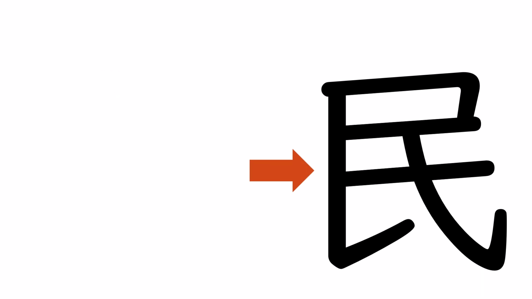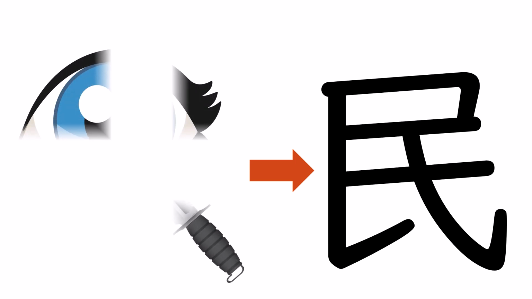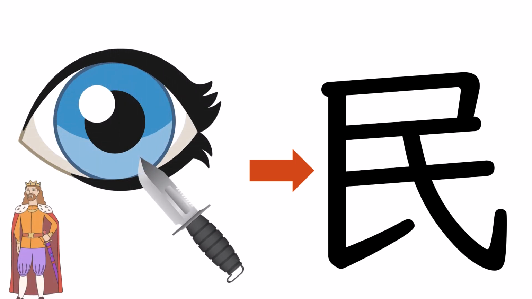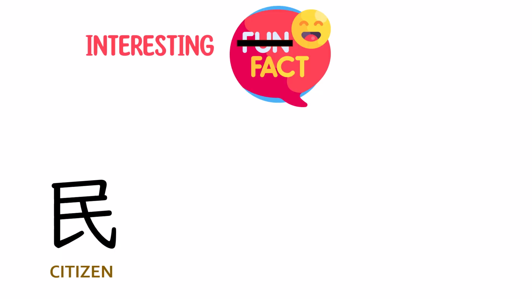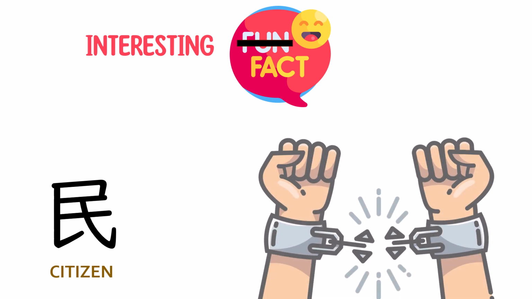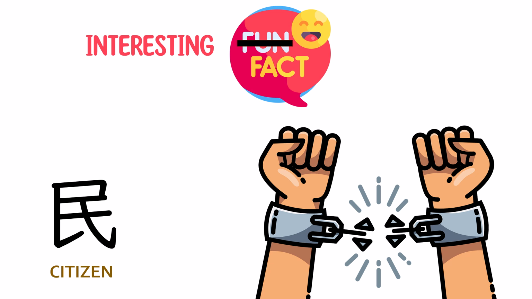But why? This kanji used to represent subjugated people, those who were controlled or ruled over, and it came from thinking that people without the ability to see would follow the ruler blindly. Interesting fact: another theory states that this kanji originally meant a slave. Slave owners blinded the left eyes of captives with sharp objects and forced them to be slaves.